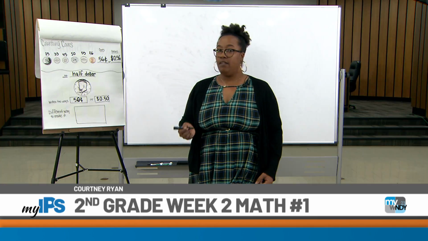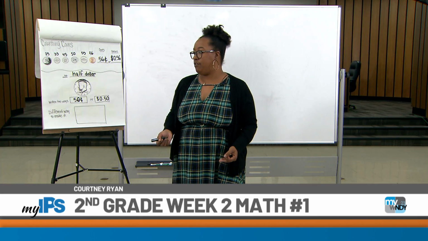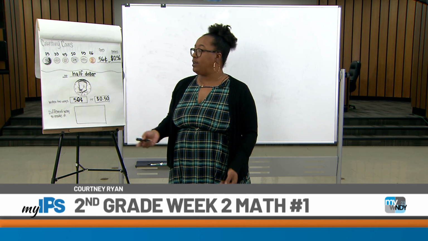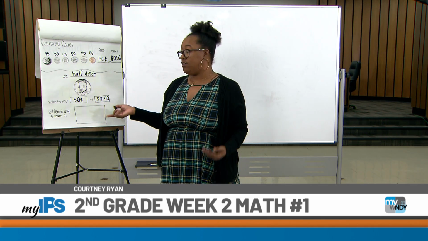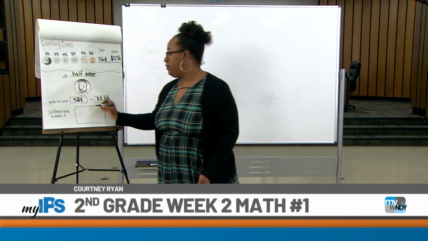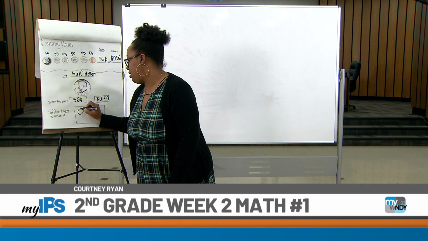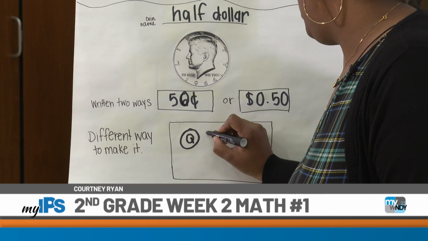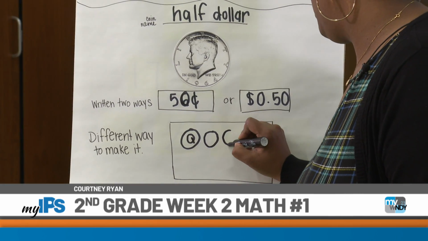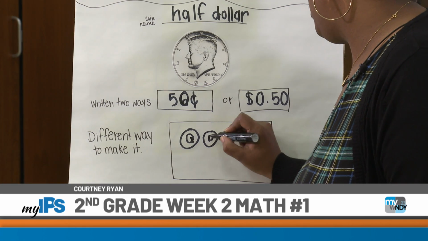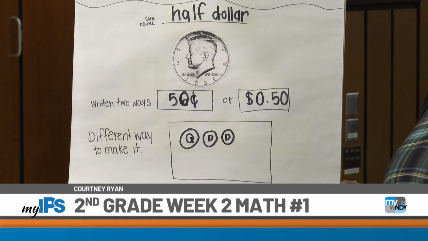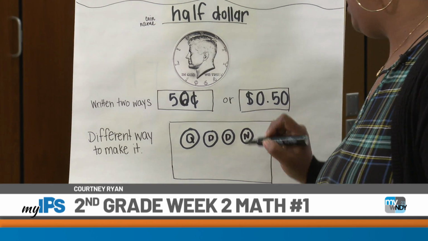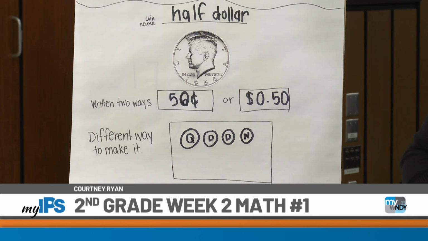And then the last section, draw it a different way, just asks us to use different collections of coins to represent 50 cents. So I'm going to use 1 quarter, it's 25 cents, 2 dimes, which brings us to 45 cents, and then 1 nickel to equal 50 cents.